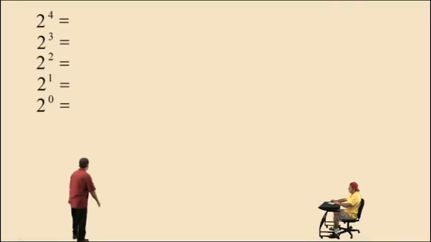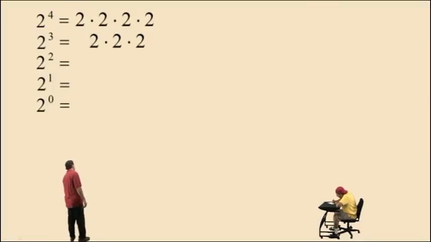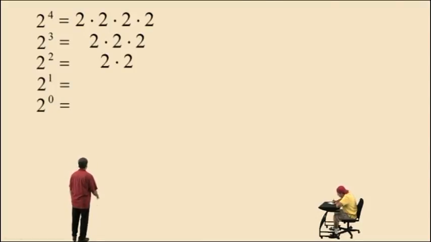So let's start with a base 2 number here. 2 to the 4th means 2 times 2 times 2 times 2. 2 to the 3rd means 2 times 2 times 2. 2 squared means 2 times 2. 2 to the 1st power means 2. Well, notice in each of these lines, as we move down, we're dividing out a 2. And to get to the 0 power, we divide by 2, we end up with 1.